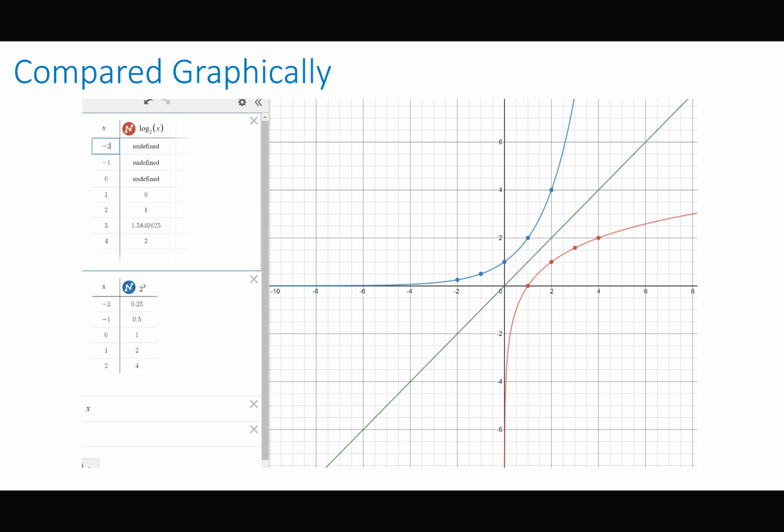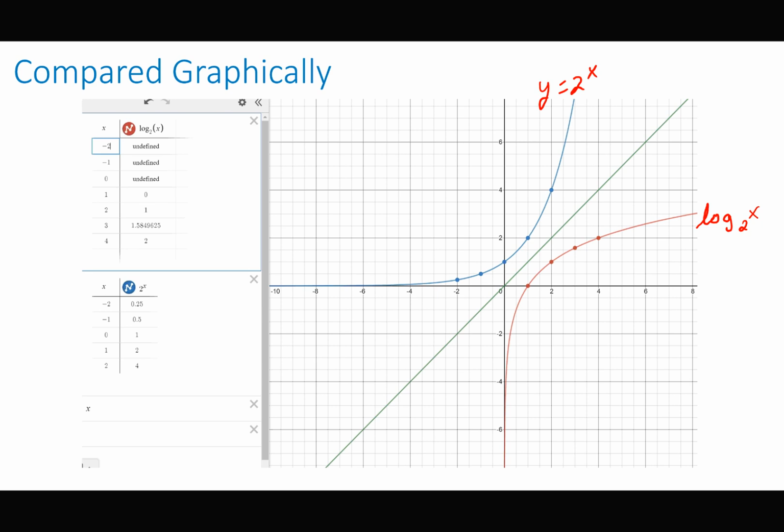All right, so compared graphically. This blue line is just y equals a to the x, and this is actually y equals 2 raised to the x power. And this is log base 2 of x. You can just make a quick sketch on here, but I have it written out as specific points.